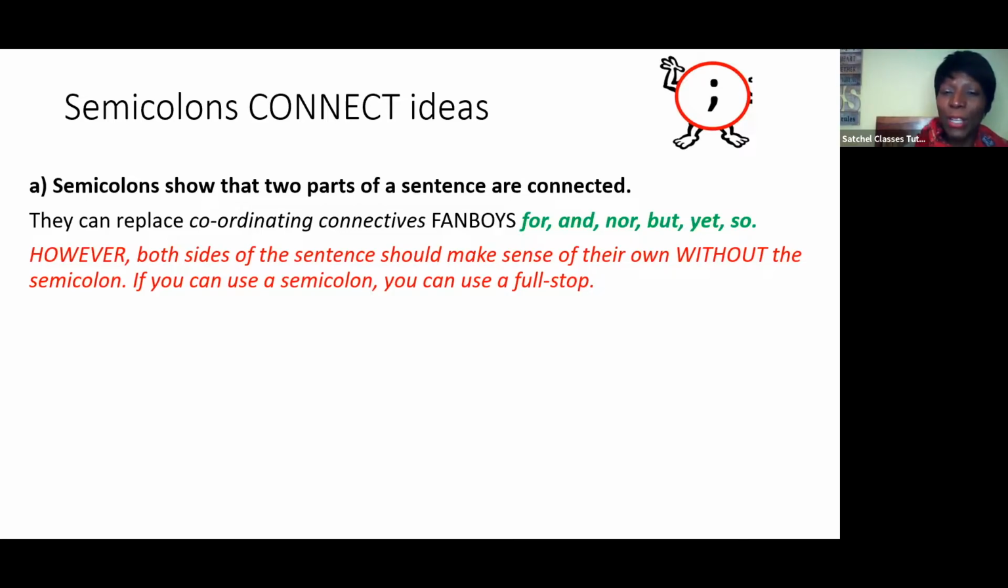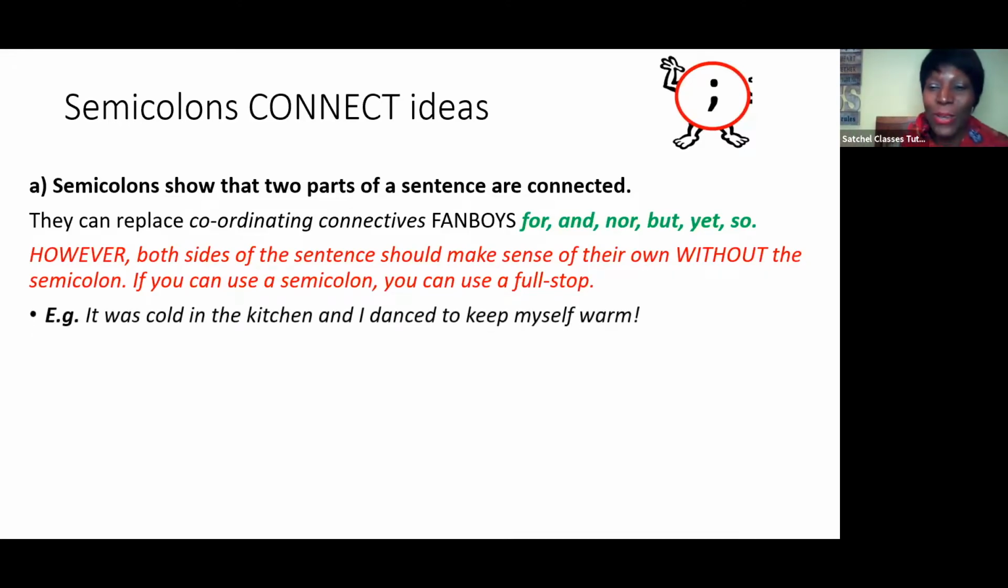So if you use a semicolon, you could in fact use a full stop, because it means that that is a complete thought connected to another complete thought. Let's look at some examples.